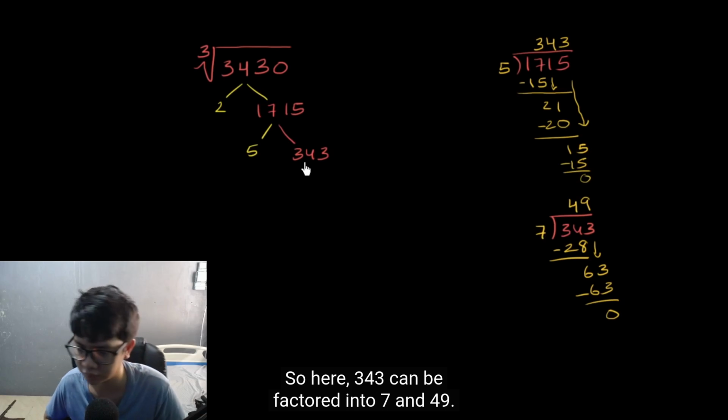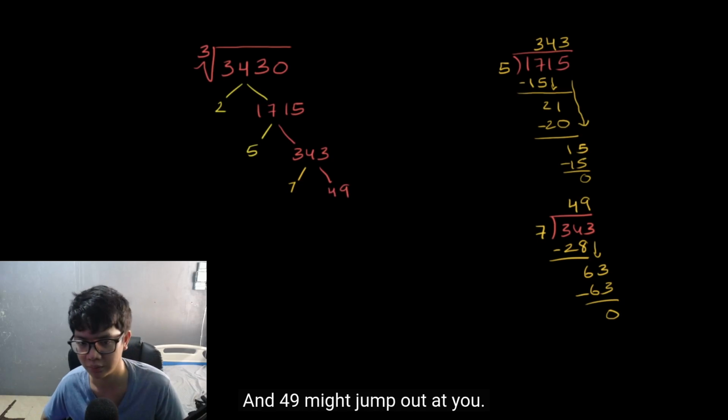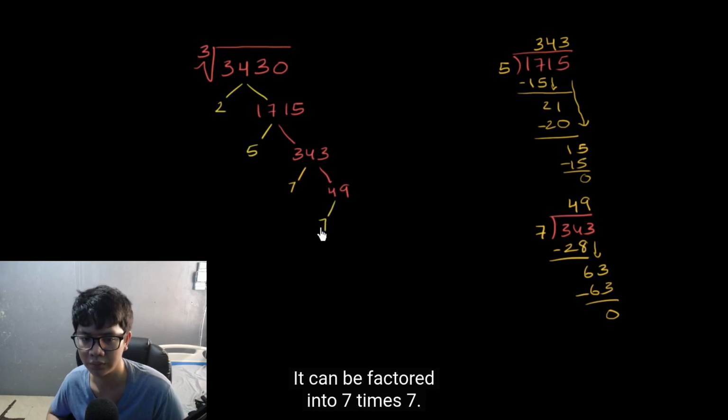So here, 343 can be factored into 7 and 49. Wow, 49, 7 times 7. And 49 might jump out at you. It can be factored into 7 times 7.